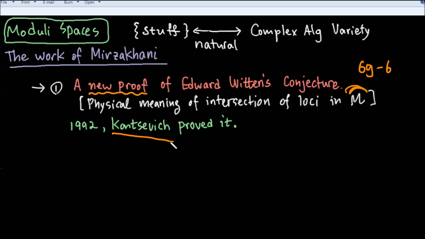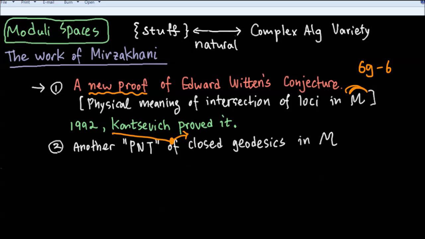Kontsevich is also a Fields Medalist. I'm sure he got the Fields Medal for proving this work, and she provides a new proof, and you can sense the power of her method. After that, she goes into that moduli space, not just looking at one fixed hyperbolic surface. She goes to the moduli space and proves another type of counting of closed geodesics, like another prime number theorem for closed geodesics, not in a hyperbolic surface, but in a moduli space.